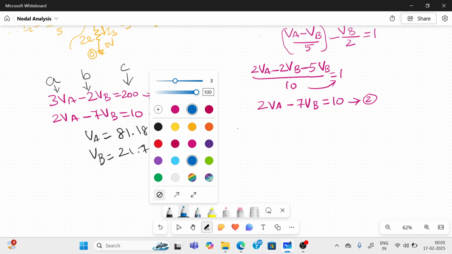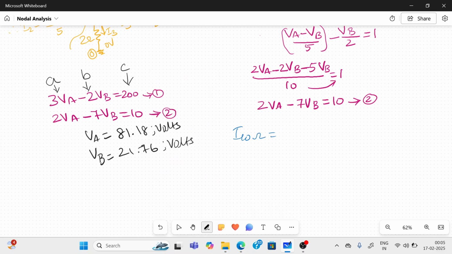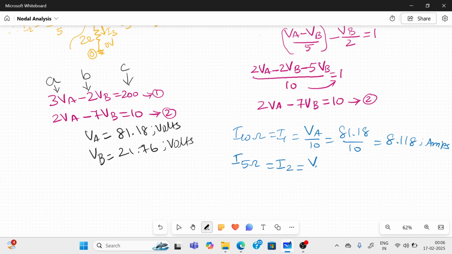What about the current flowing through this 10 ohm resistor? Nothing but I1, which is VA by 10. What is my VA? 81.18 divided by 10, which is 8.118 amps. Then the current flowing through the 5 ohm resistor is I2. What is I2? VA minus VB by 5.